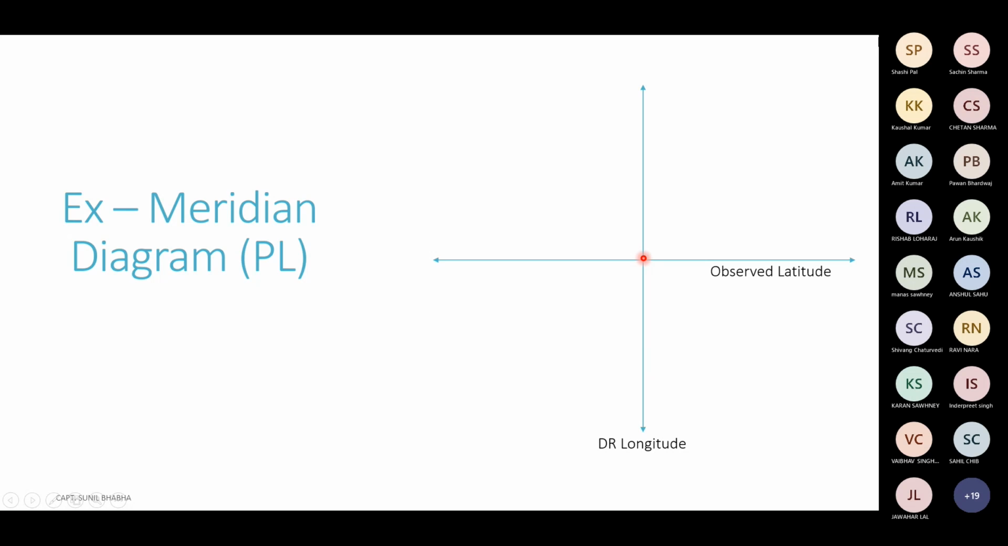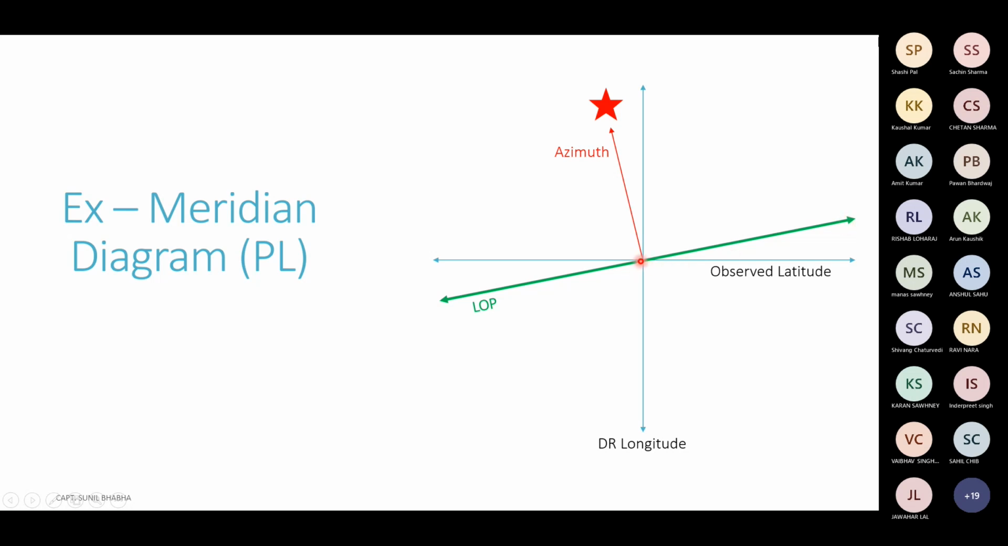Now, after plotting these two, we plot the azimuth of the body. The body is close to the meridian, so let's assume our celestial body is here. The direction in which the body is represents the azimuth of the body, and perpendicular to the azimuth is going to be our PL. So the green color line with arrows on both sides represents the position line or the LOP.